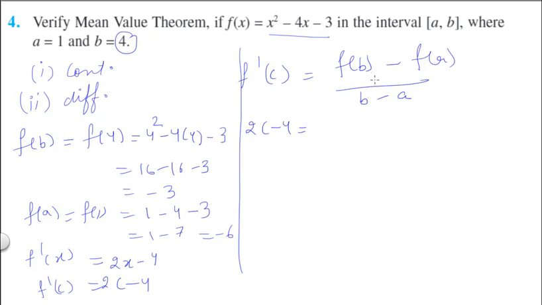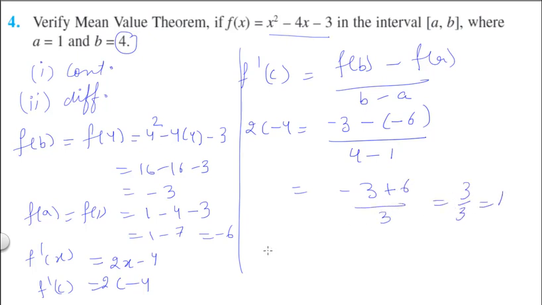2c minus 4 is equal to f of b, which is minus 3, minus f of a, which is minus 6, divided by 4 minus 1. So we get minus 3 plus 6 divided by 3. So 3 divided by 3 is 1. 2c minus 4 is 1. C is equal to 5 divided by 2, and it belongs to the interval which is 1 comma 4. Hence we have found c, where the differentiation of the function will be equal to f of b minus f of a upon b minus a.